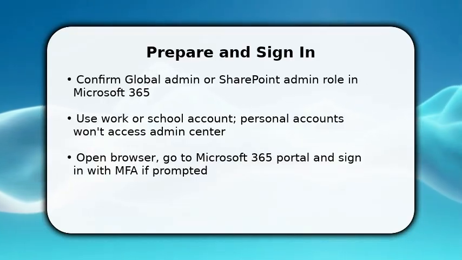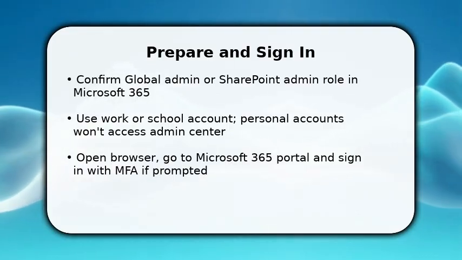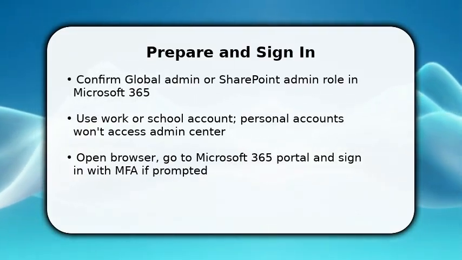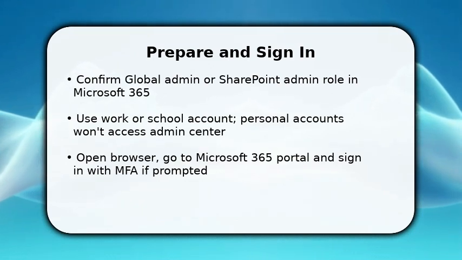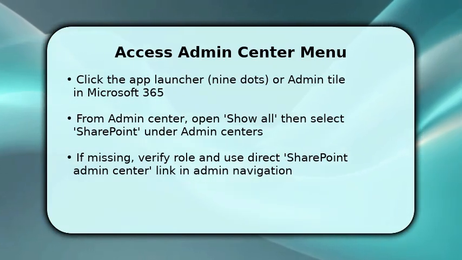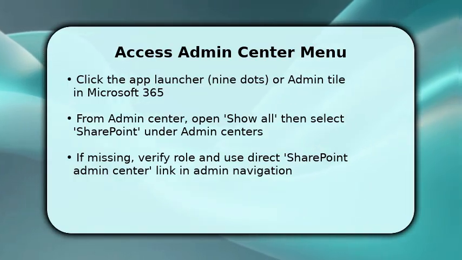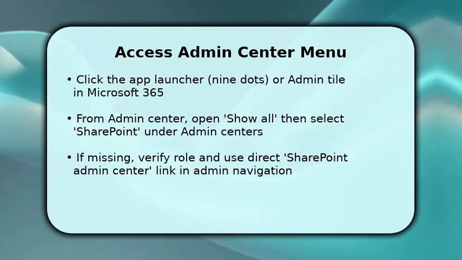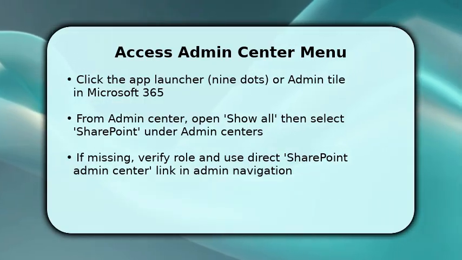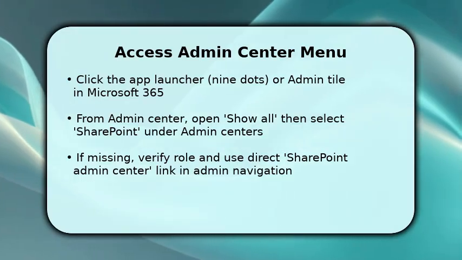After signing in, locate the app launcher or the admin tile. These are the first actionable items that will get you into the admin workspace. Once signed in and in the Microsoft 365 admin portal, click the app launcher or the admin tile to open the admin console. In the left-hand menu, click Show All to expand admin centers, then choose SharePoint from the list. This navigates you to the SharePoint Admin Center.